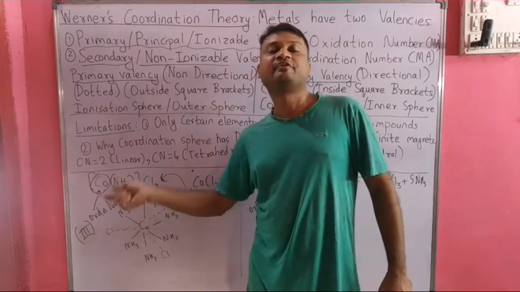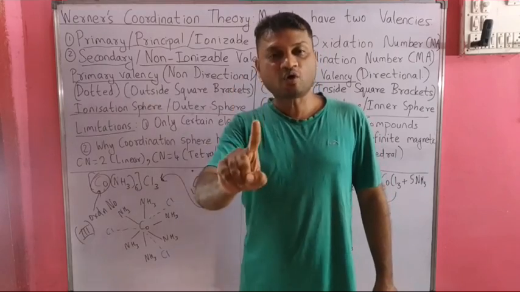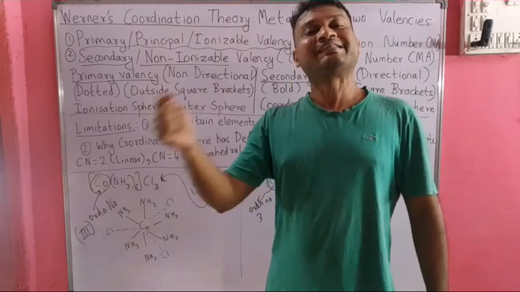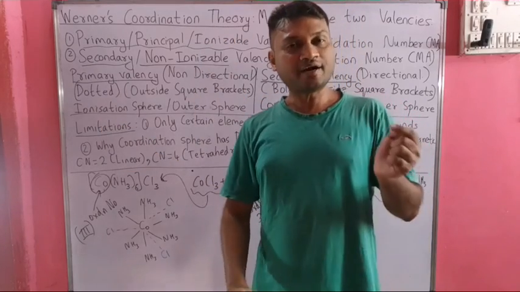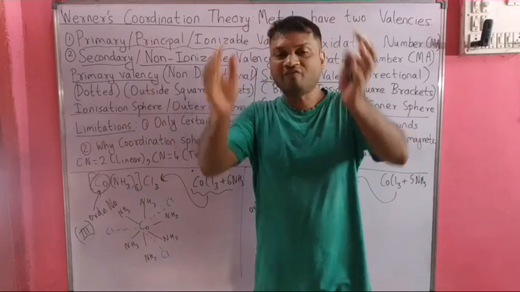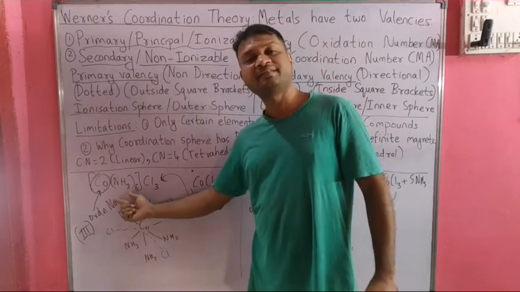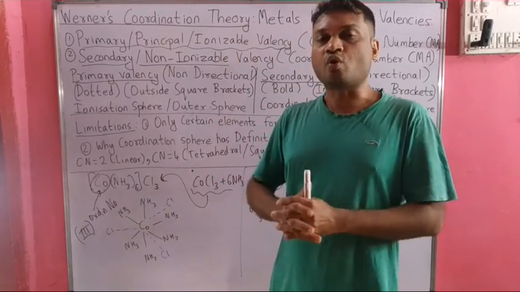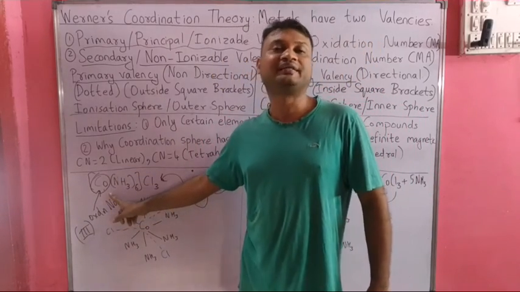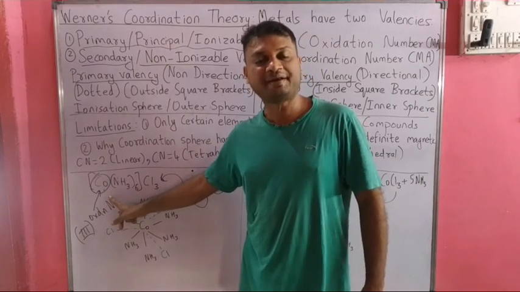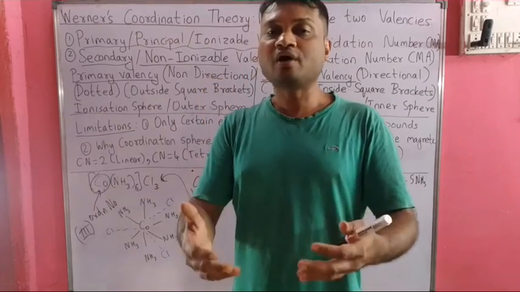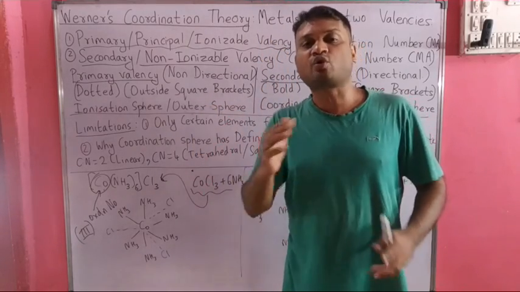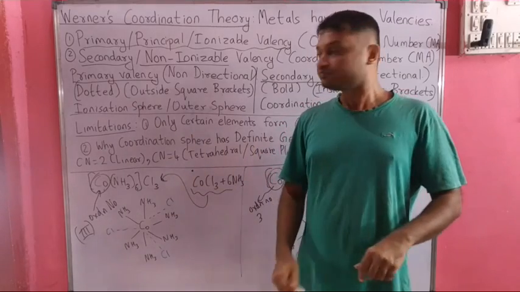In this case, each ammonia ligand, which is a monodentate ligand, forms one coordinate bond with the central metal atom. So one ammonia forms one coordinate bond, second ammonia forms second coordinate bond, third ammonia forms third coordinate bond. So in all we have 6 coordinate bonds formed in this case. So the coordination number of cobalt in this case will be 6. So what is the secondary valency of cobalt in this case? The secondary valency of the central metal atom cobalt is 6, because the coordination number is 6. That means the central metal atom forms 6 coordinate bonds with the ligands.